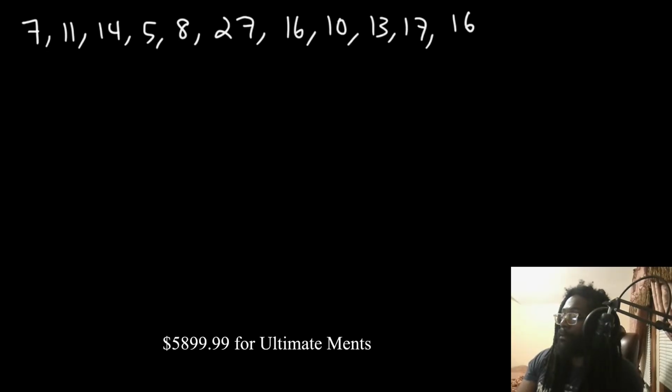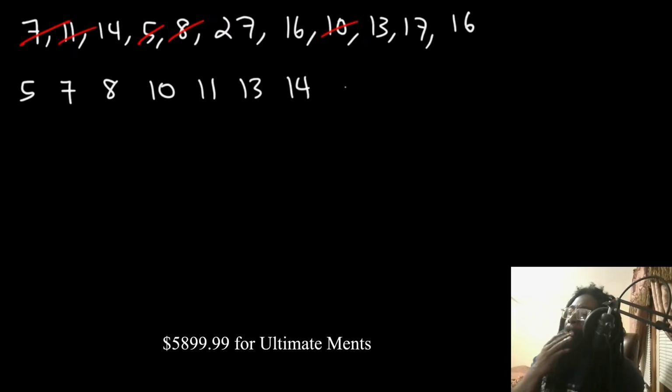Now, as always, the first thing we should do is organize the data. The lowest number is 5, and then we have 7, 8, 10, 11. Perhaps it's best if we cross it off as we go along. And then the next number is 13, and then 14, 16. There's two 16s, and then the 17, and then 27.